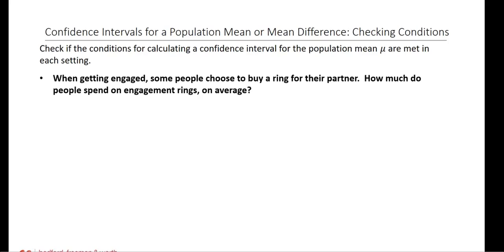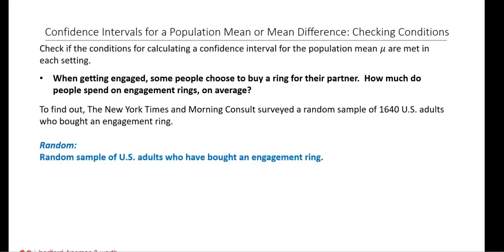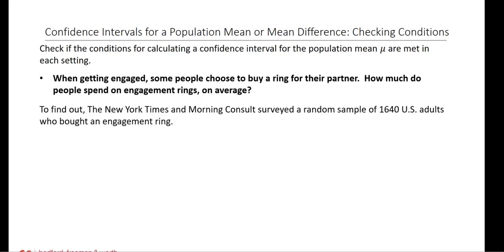Okay, so are the conditions met? When you get engaged, some people choose to buy a ring for their partner. How much do people spend? To find out, the New York Times and Morning Consult surveyed a random sample of 1,640 U.S. adults. This will actually be interesting. Find out who bought an engagement ring. I thought they might give us the number here. They didn't give us the interesting number. So, are the conditions met?